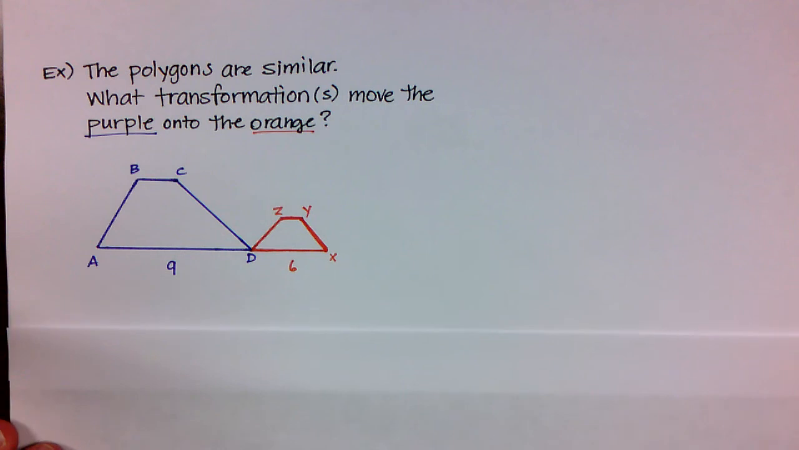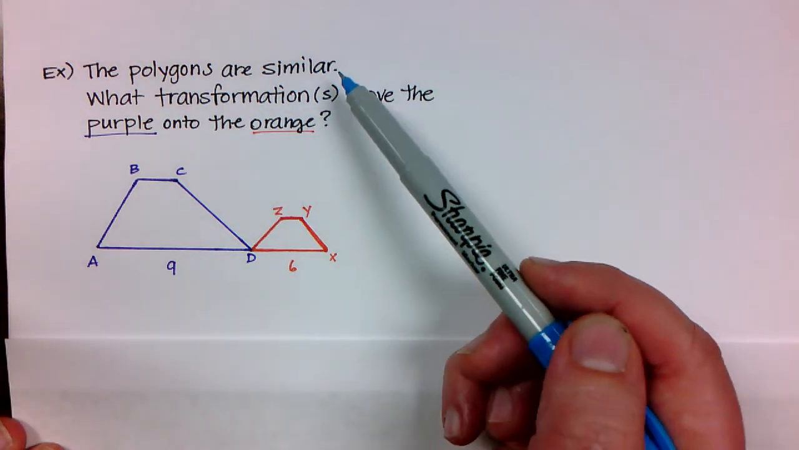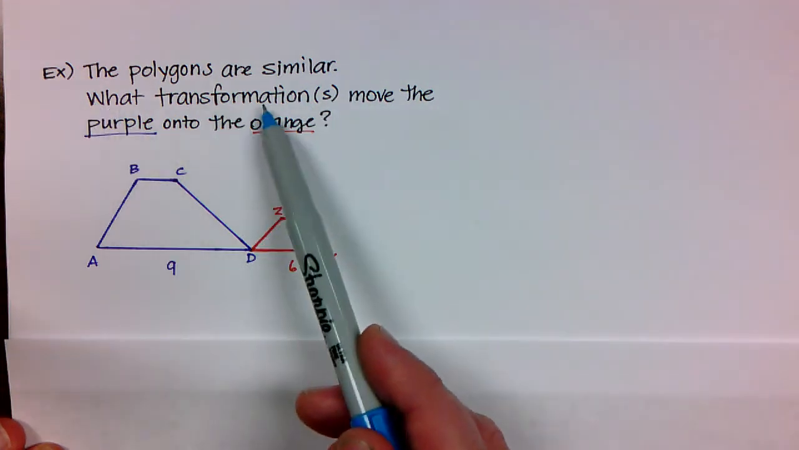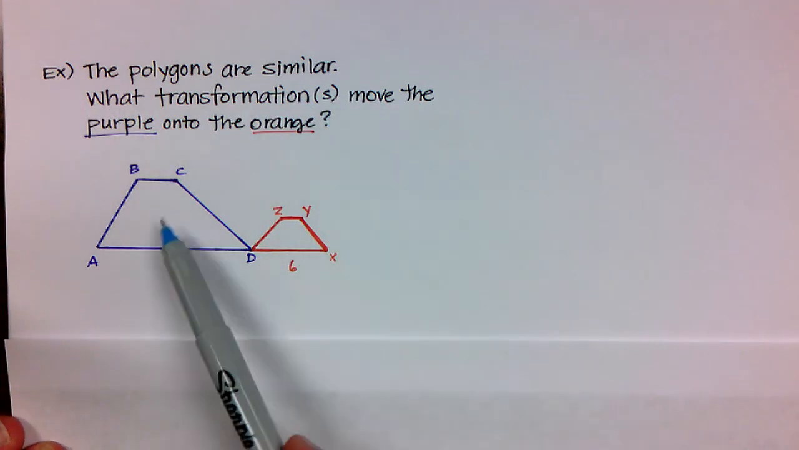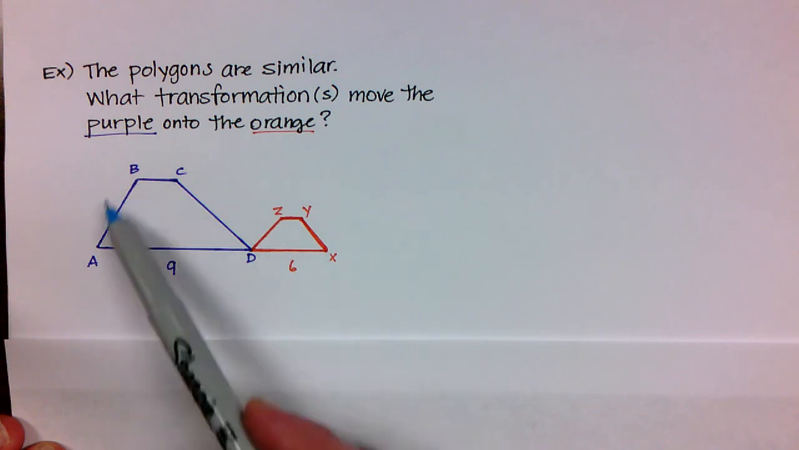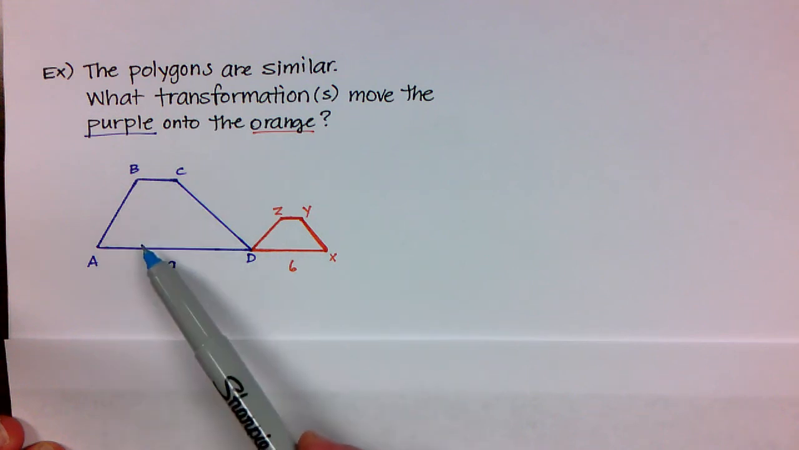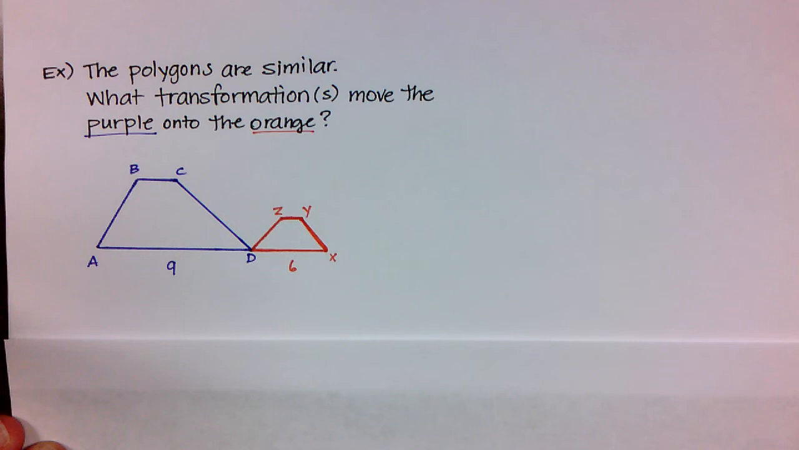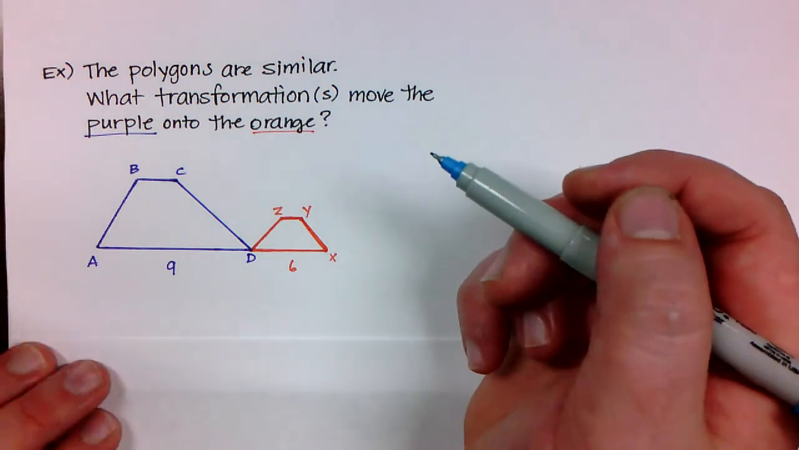This time I have not triangles, but some different polygons, and I'm told that they're similar at the beginning. And I'm asked what transformation or transformations move the purple onto the orange. So this time the beginning shape is bigger than the smaller one. So when that happens, you're going to be looking for a smaller number. And it looks like it is a dilation again.